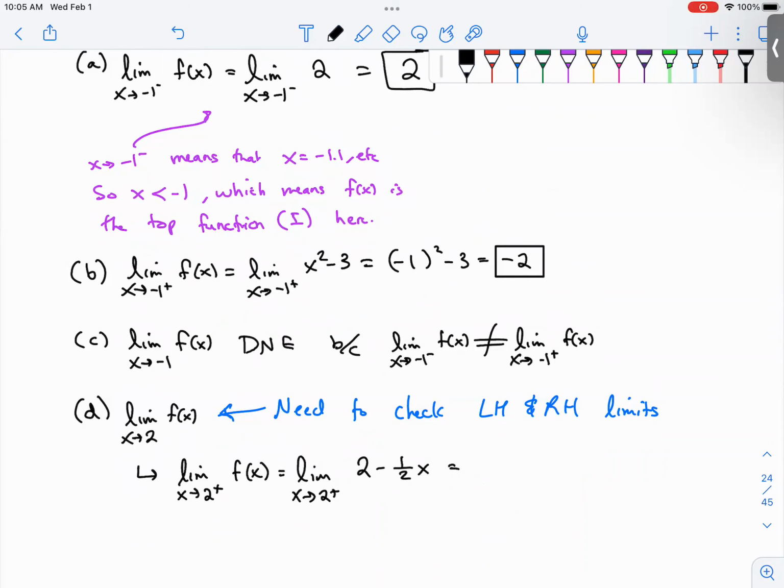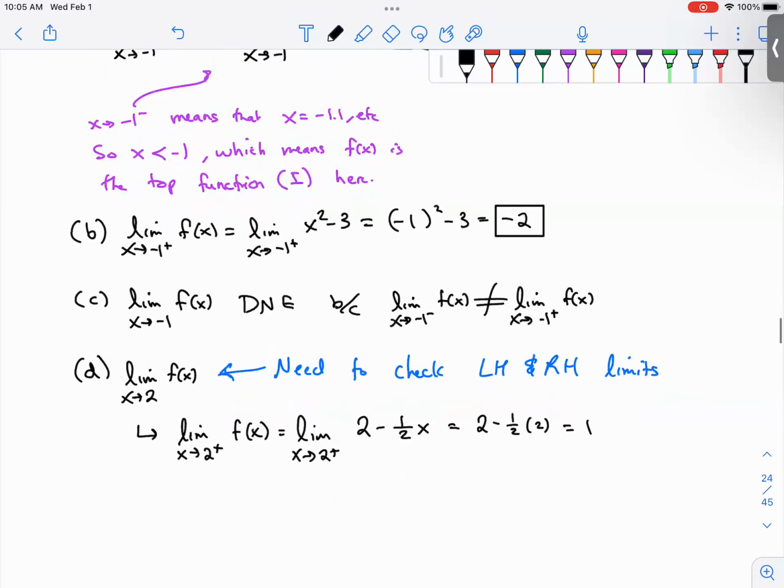So that has no issues, right? You're not dividing by 0 or anything like that, so you can just plug in the number. You get 2 minus 1/2 times 2, which is just 1.